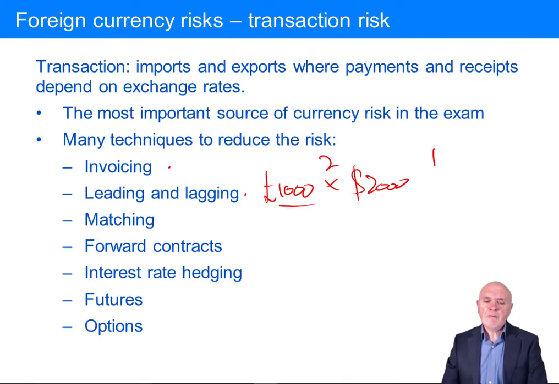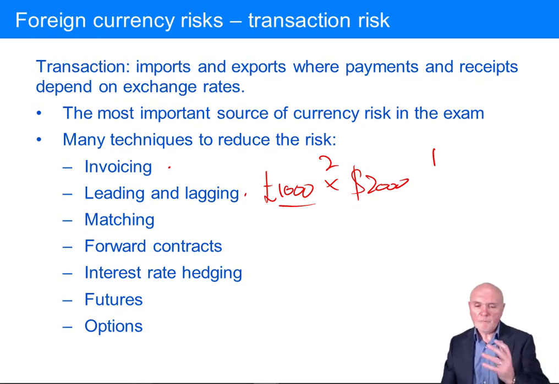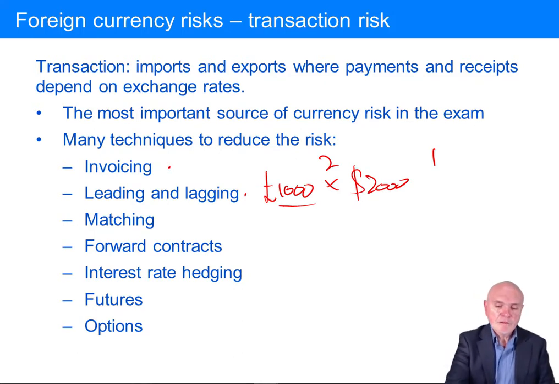But if the pound really plummeted, so we had parity, $1 equal to £1, then of course, if this catastrophe happens, it's going to cost me £2,000 in 2 months' time.